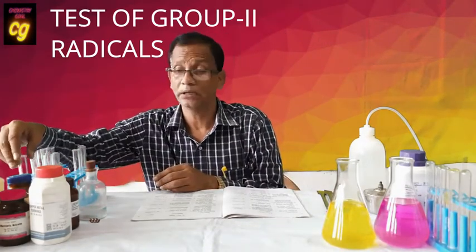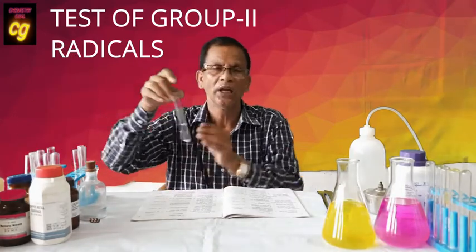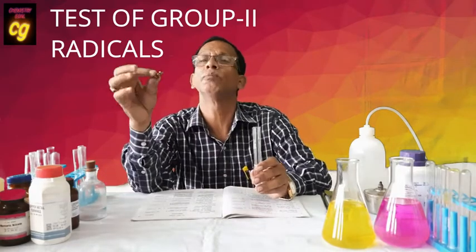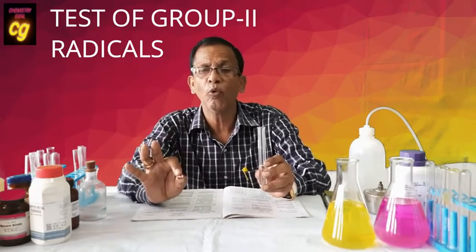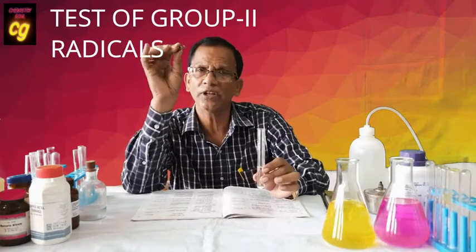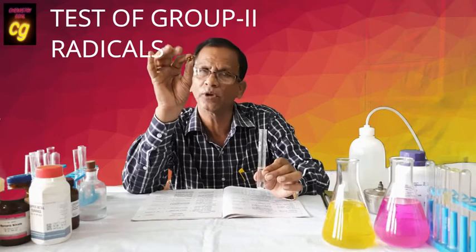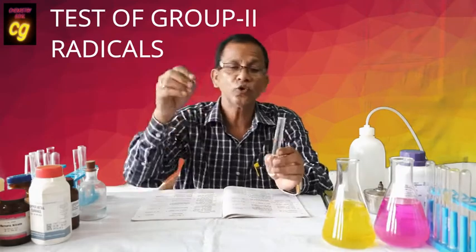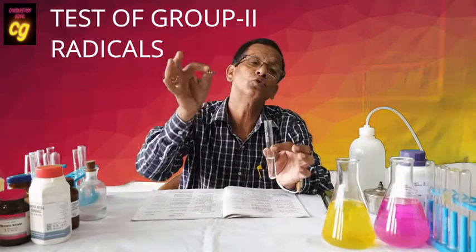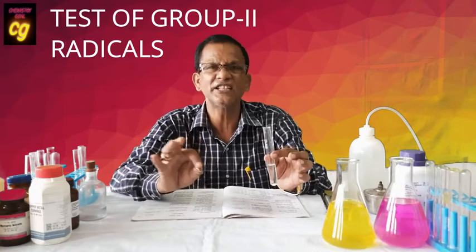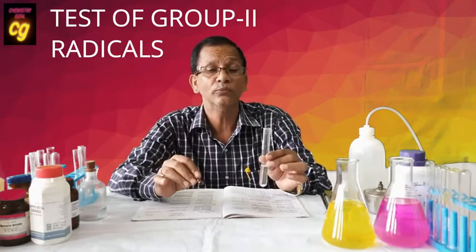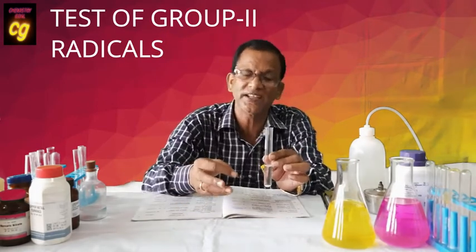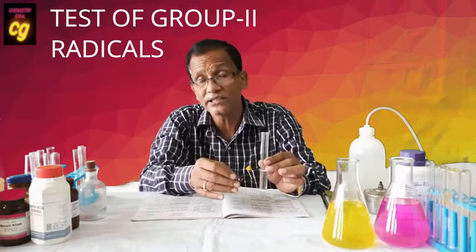Then another test we can do for the mercuric ion is by using copper. This is the copper. We know copper is more reactive than mercury, and this is very important. So when you put this copper into the mercuric solution, there will be a displacement reaction. What happens? Mercury will be displaced by copper, because copper is more reactive. This is one example of a displacement reaction. We can also identify the presence of mercuric ion this way.